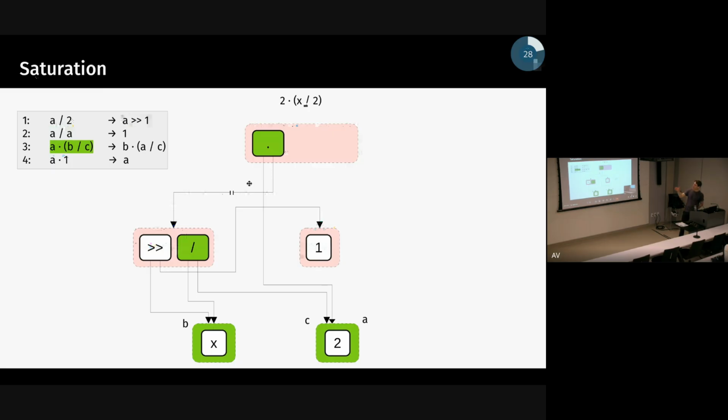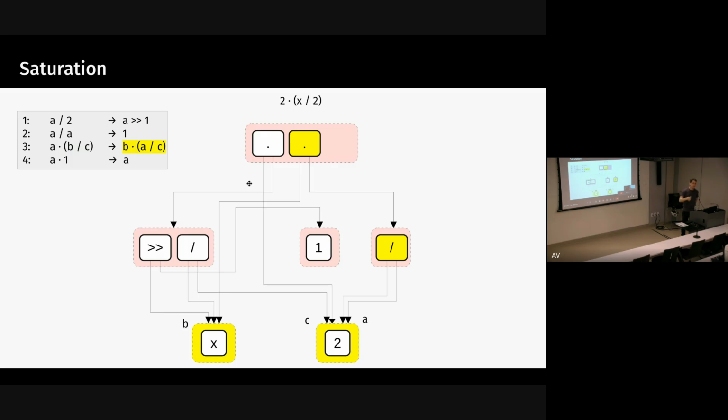Then we ask, oh, do we have a times b divided by c? Yes, if you follow the arrow, this is the highlighted nodes in green, in which case we can rewrite that into b times a divided by c. And we will see that a new node will appear in the equivalence class of the multiplication up there. And we continue this process.